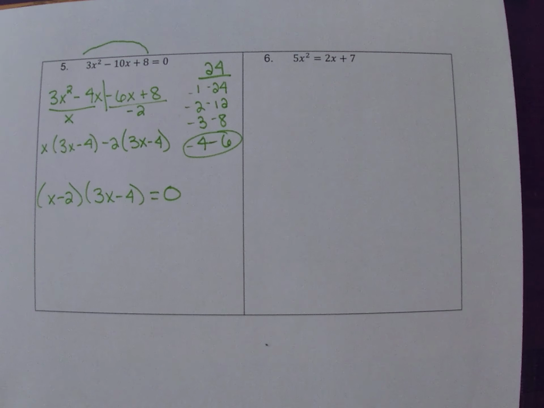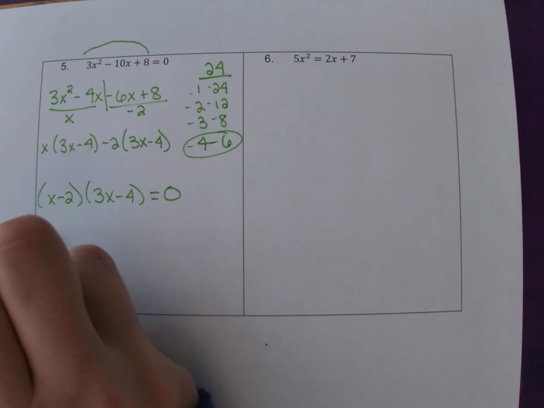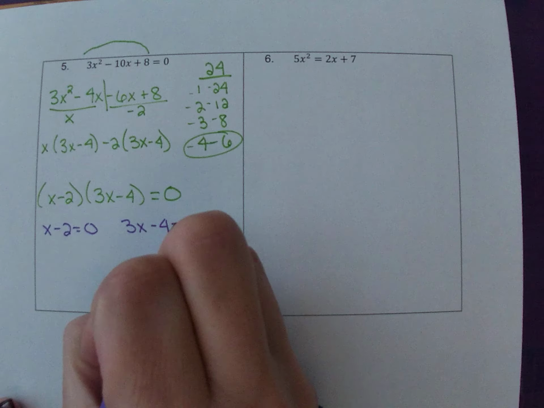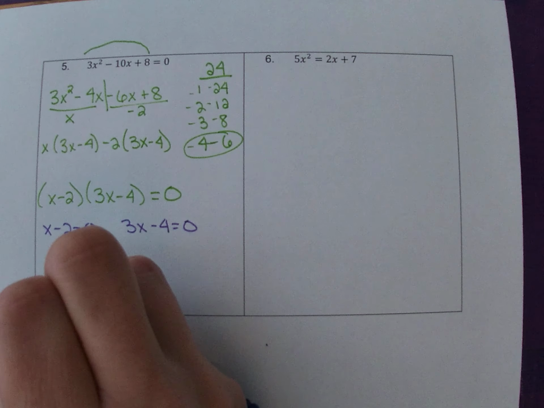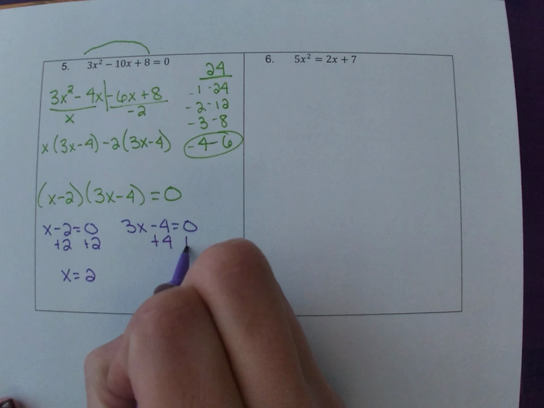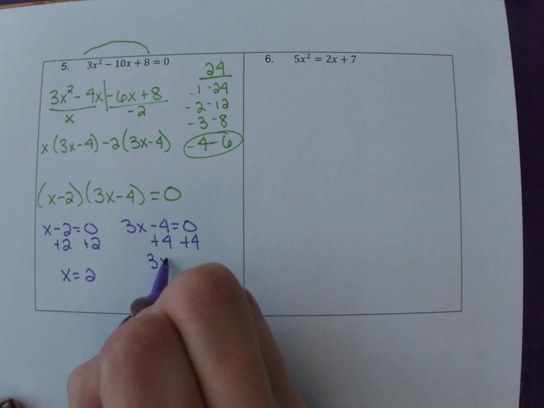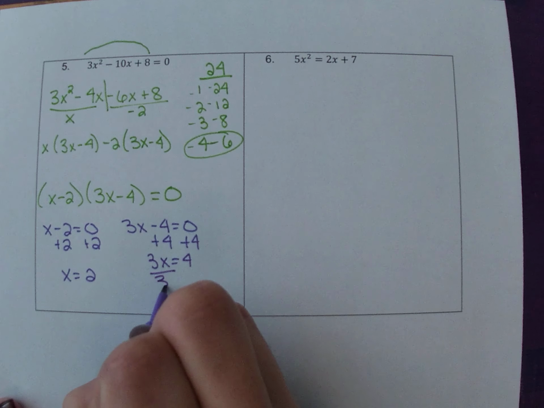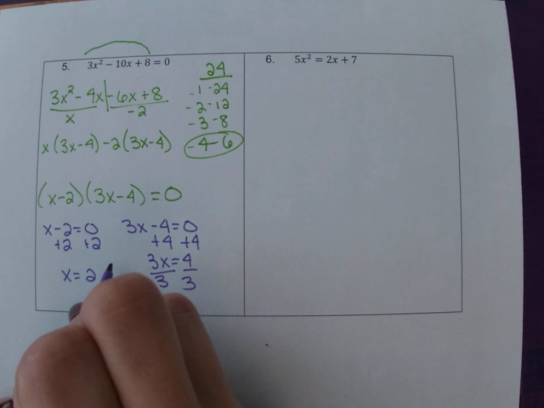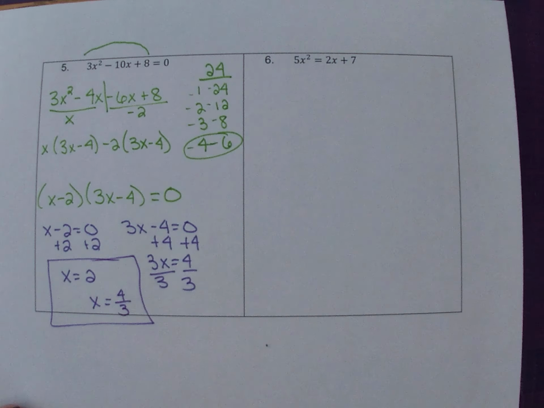So now we need to set both of those equal to 0. So all of that work was just to get it factored. Our next step is then to set each of those factors equal to 0. So I'll say x minus 2 equals 0 and 3x minus 4 equals 0 and solve both of those. So we'll get x equals 2 and x equals 4 over 3.